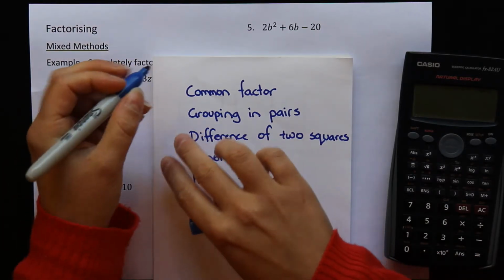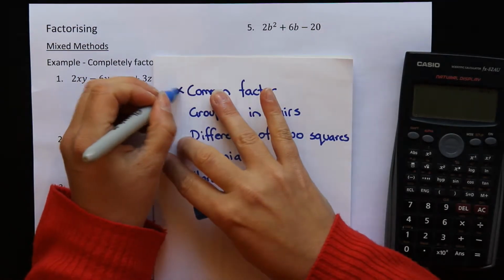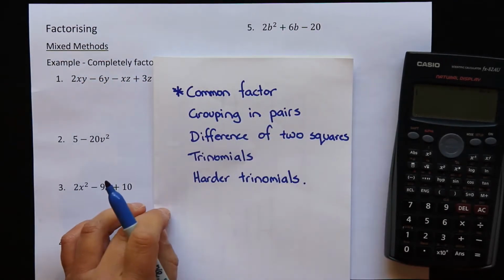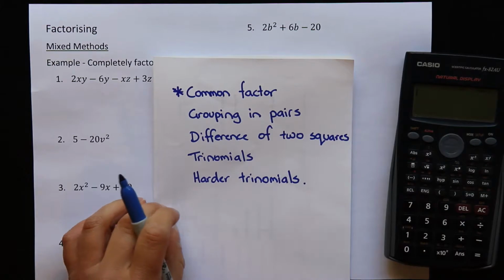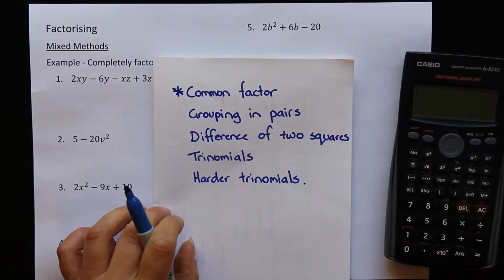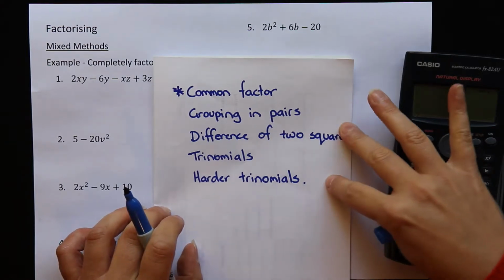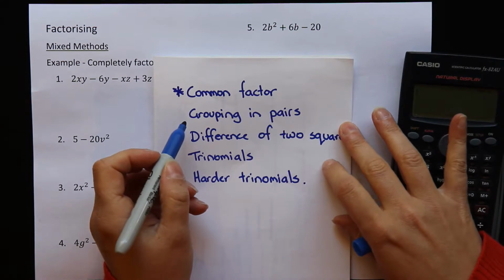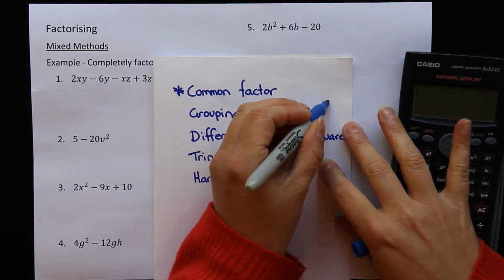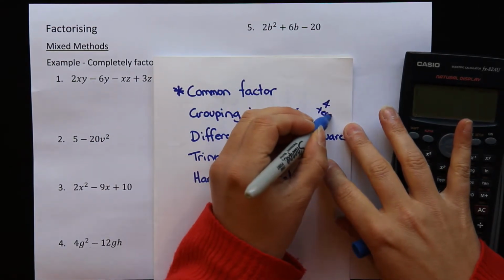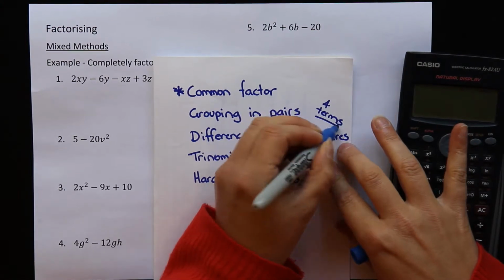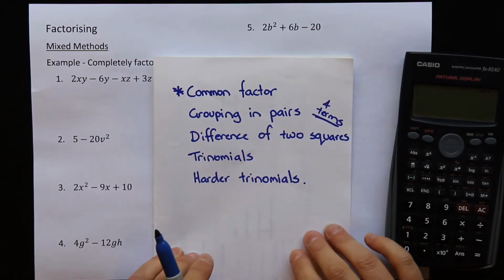Now, probably one thing to note is that you should always check to see if you can take a common factor out of anything before you try and factorize it further using one of the other methods. Okay, so always keep an eye out for a common factor. Grouping in pairs can often be identified by having the four terms. So if you have four terms, it's quite likely that it will be a grouping in pairs.